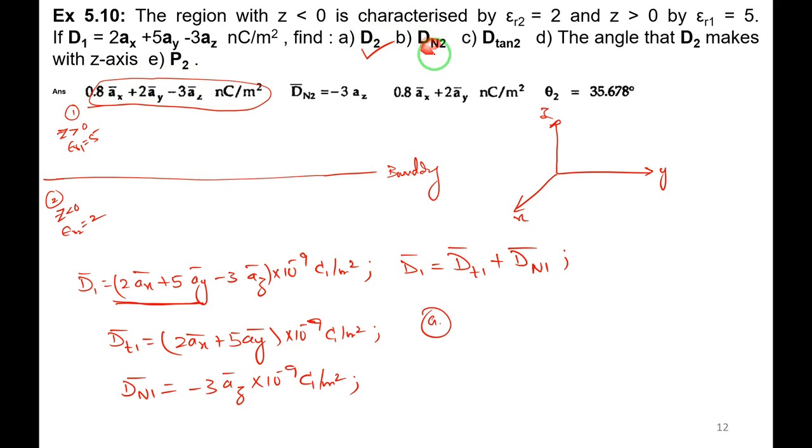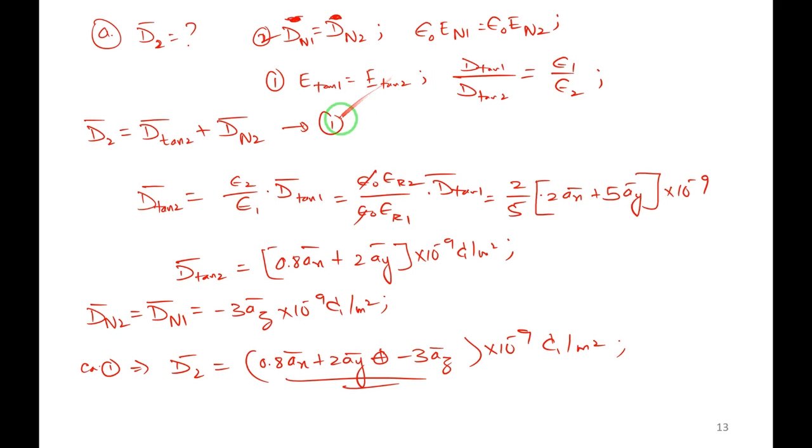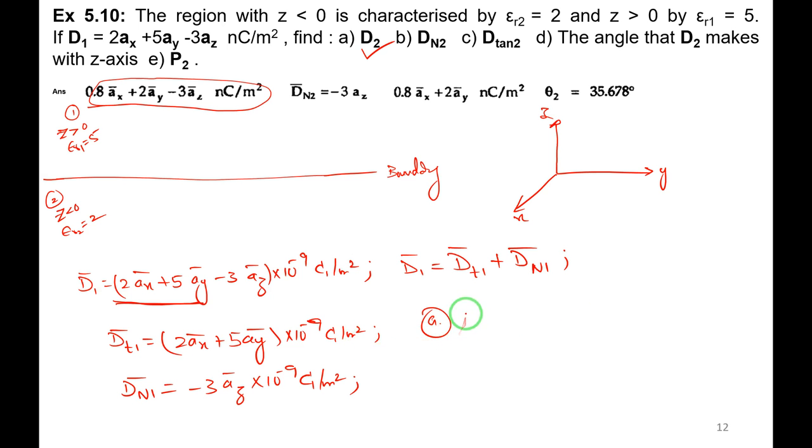Next, Dn2 they have asked. Already we have calculated Dn2. As a formality, we will write it. I don't have space, so let me write it as part B. I am doing it wherever space is available. Part B, I will do it here only.